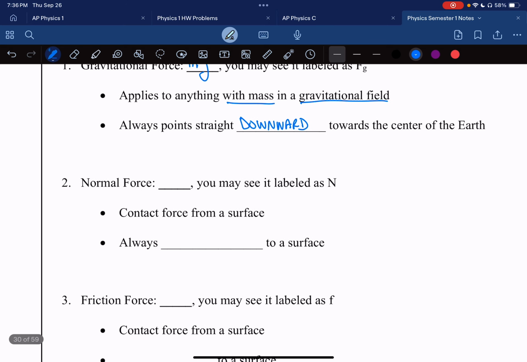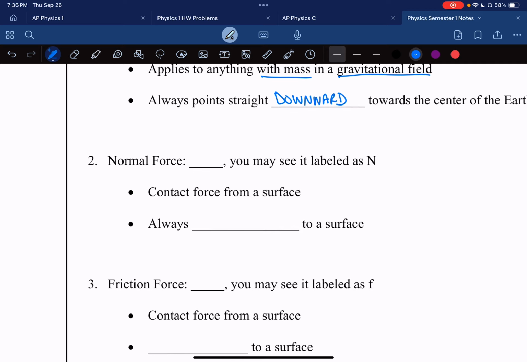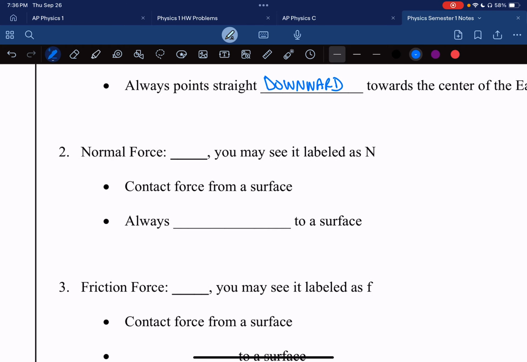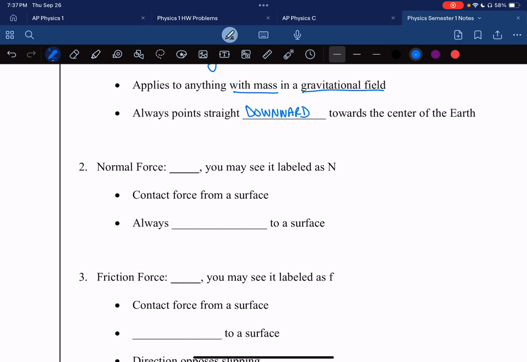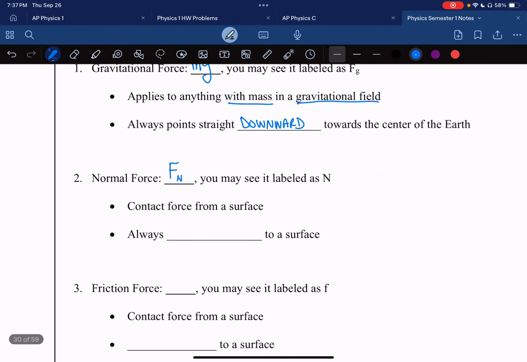Okay. The next force is kind of a strange force, meaning most people have a hard time thinking of this one. But of course, it's called the normal force. So I'll kind of show you what that means. The normal force, we will label it as capital F subscript capital N, but you might see it labeled as N sometimes. And this is what a normal force is.